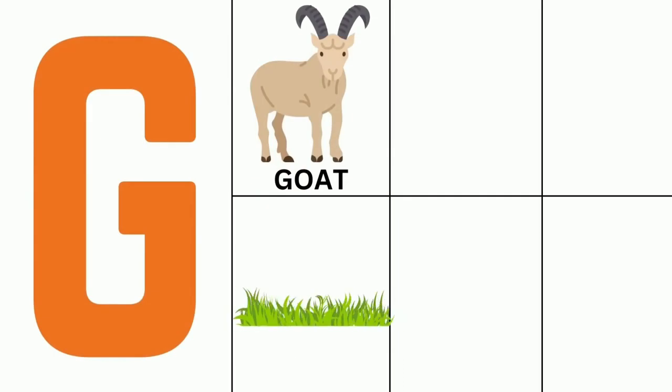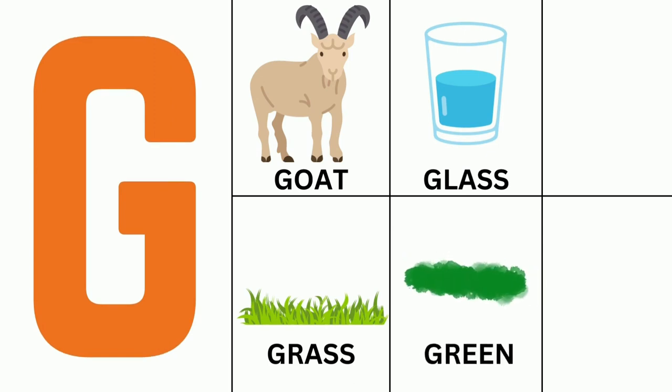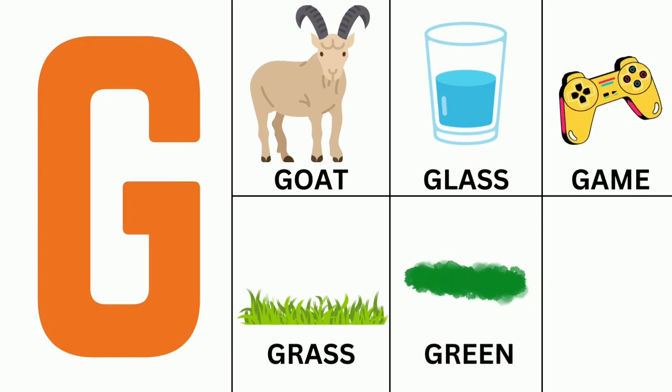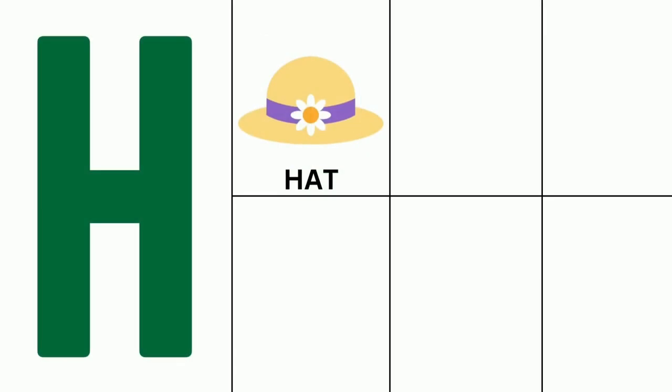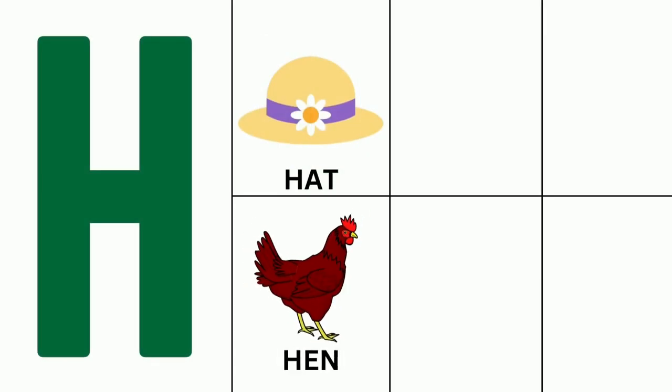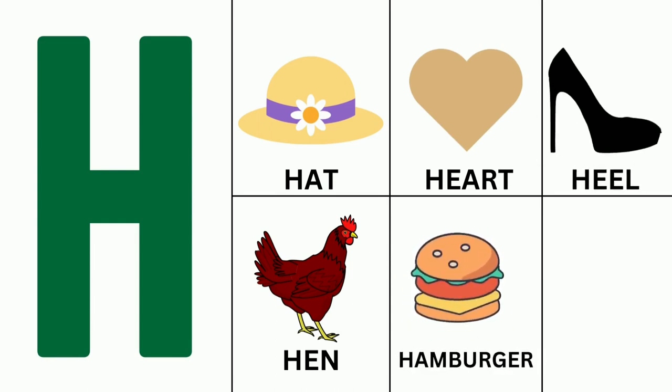G, let's learn the word starts with G. G for goat, G for grass, G for glass, G for green, G for game, G for gloves. H, let's learn the word starts with H. H for hat, H for hen, H for heart, H for hamburger, H for heel, H for hungry.